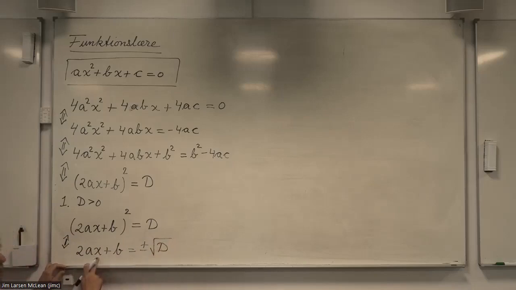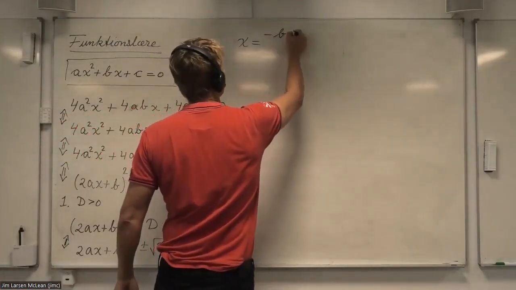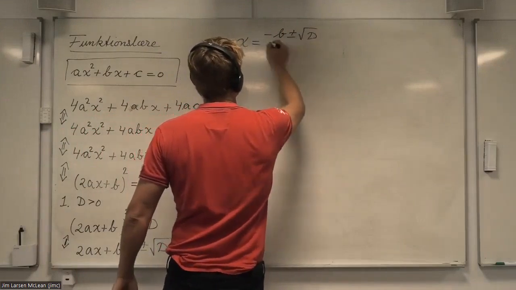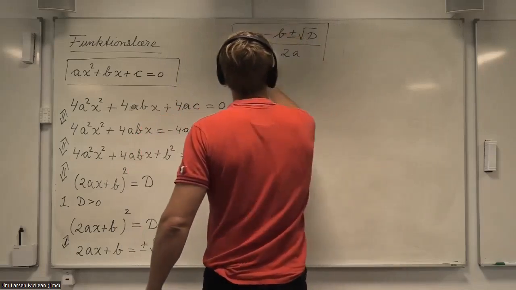Now I can isolate x. I just subtract b and divide by 2a. So I found x. So x equals negative b plus or minus the square root of D, all of this taken over 2a. And that's how you solve a quadratic equation if the discriminant is positive.